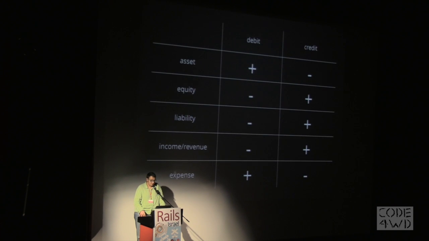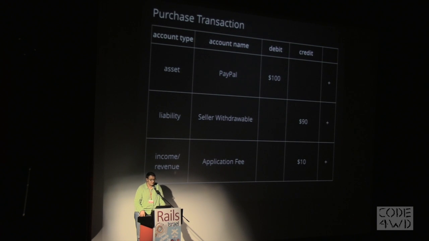So, what's happening when we debit or credit a particular account? We actually increase or decrease its value. By debiting an asset account and an expenses account, we actually increase its balance. And by crediting them, we decrease it. Equity, liability, and income will be decreased when debiting and increased by crediting. So let's have a look at the purchase transaction from our first example.